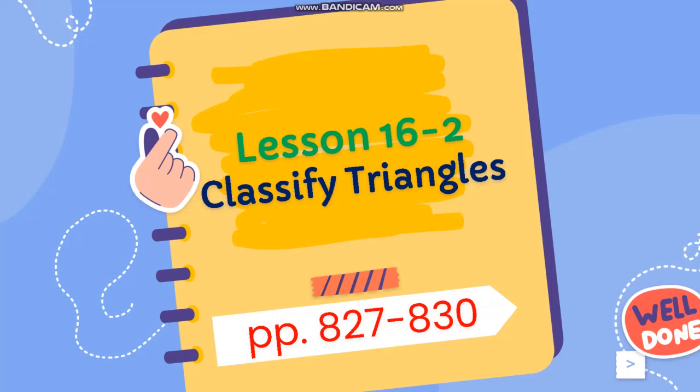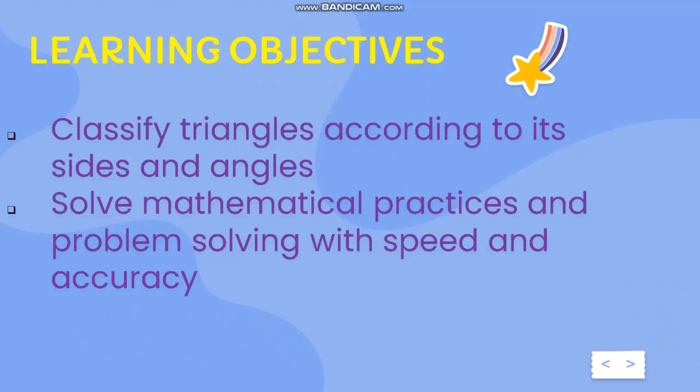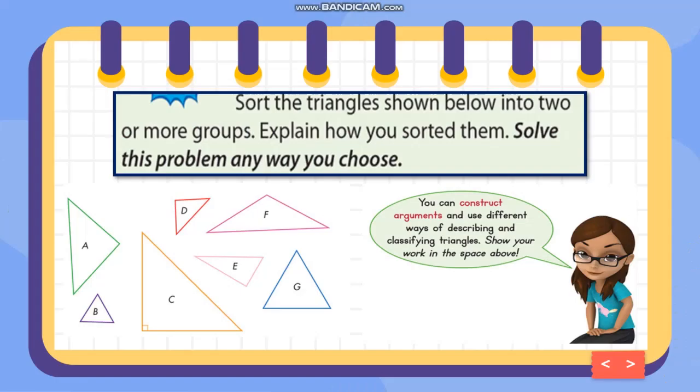Our topic for today is classifying triangles. This is lesson 16-2. You will find this lesson on page 827 up to page 830 from your book. Here are the learning objectives for today's lesson. You're going to classify triangles according to their sides and angles and solve mathematical practices and problem solving with speed and accuracy. Let's analyze this problem.